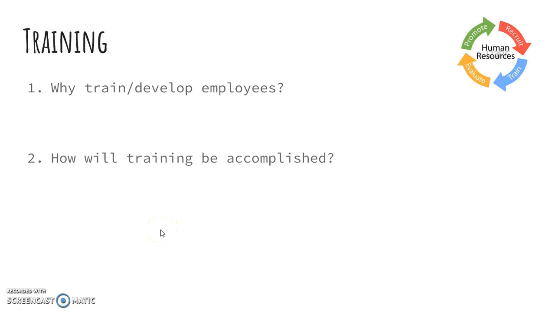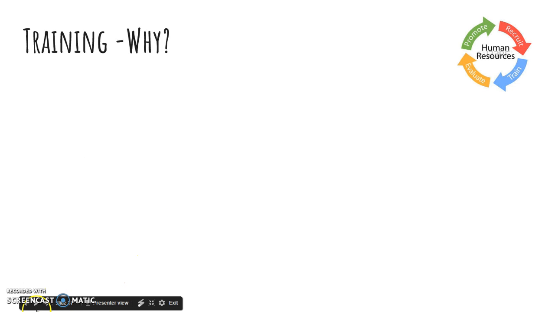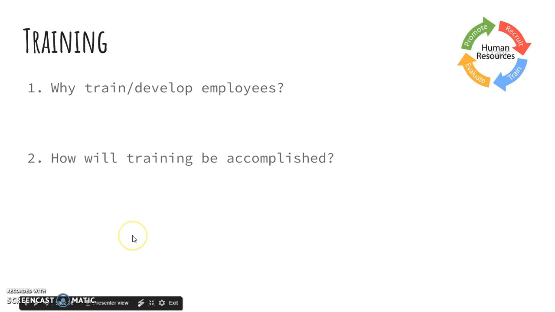First of all, training. Let's take a look at why. Why train? You train to develop employees. How will training be accomplished? These are questions that need to be asked when it comes to training. We train to develop employees. We want them to improve, want them to get better, we want them to evolve in their position.